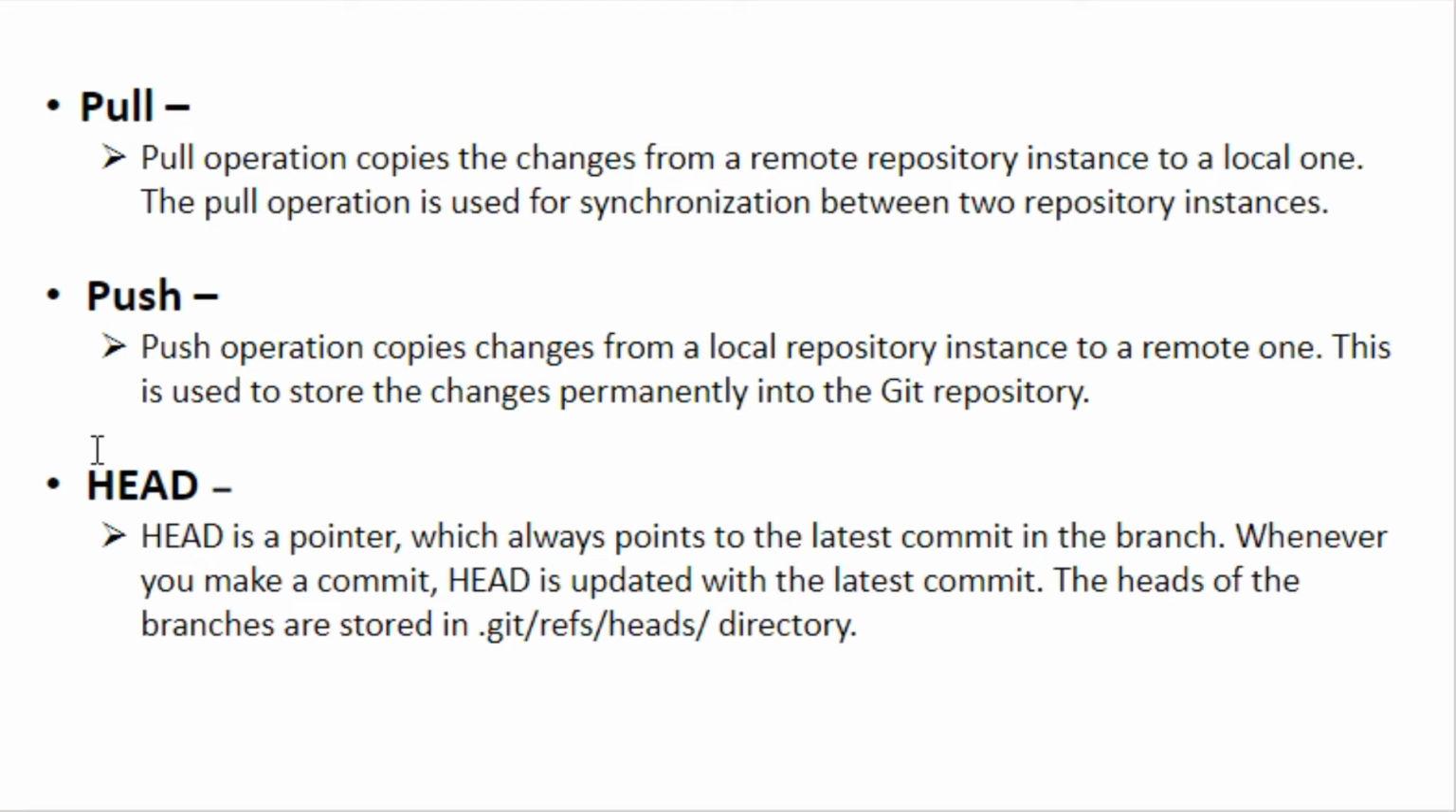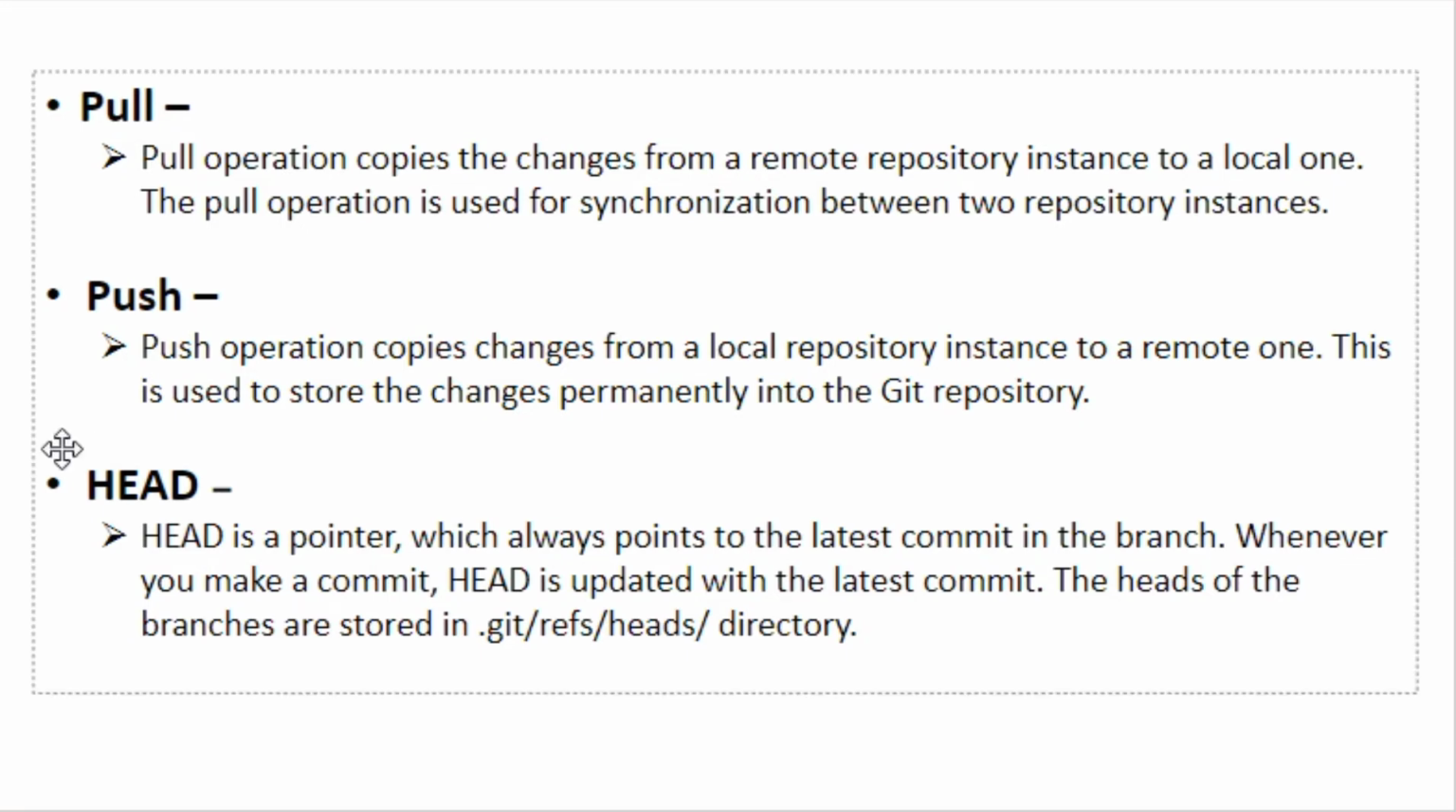Next we have push. The push operation copies changes from a local repository instance to a remote one. So whatever you have in your local, you are going to push to the server. This is used to store the changes permanently in a Git repository. Whatever changes you have made in your local repositories, you are going to push those changes to the server.